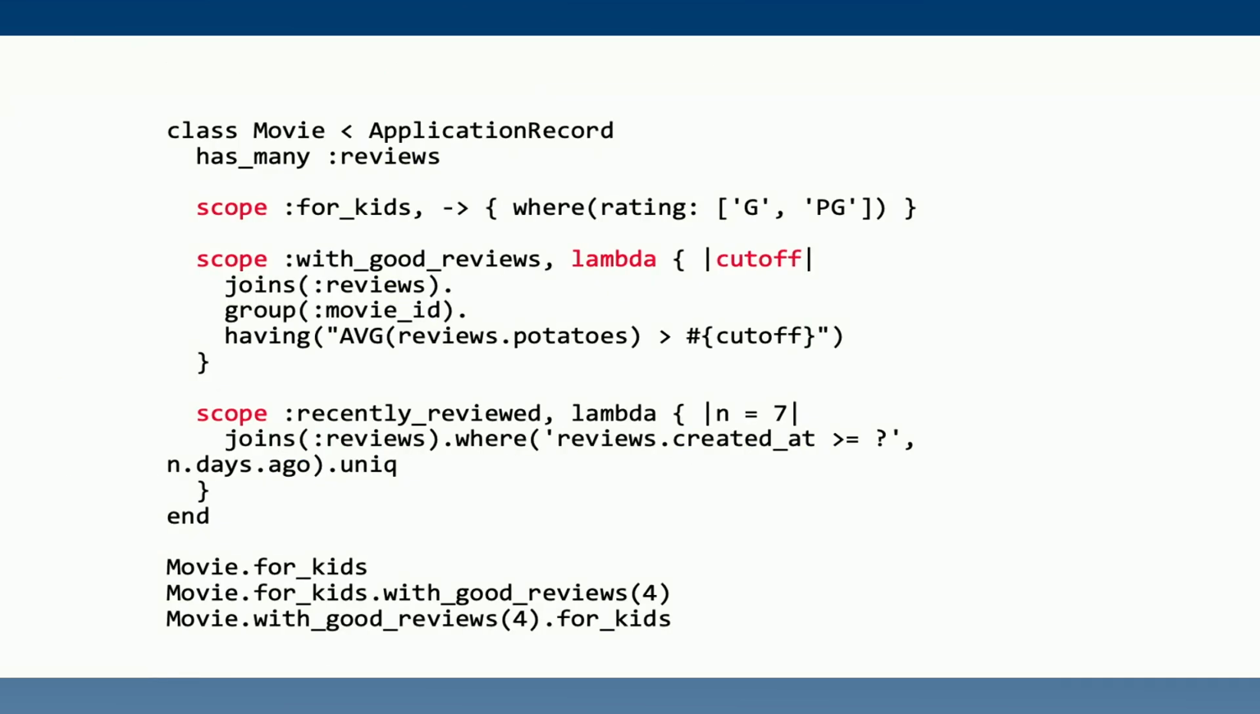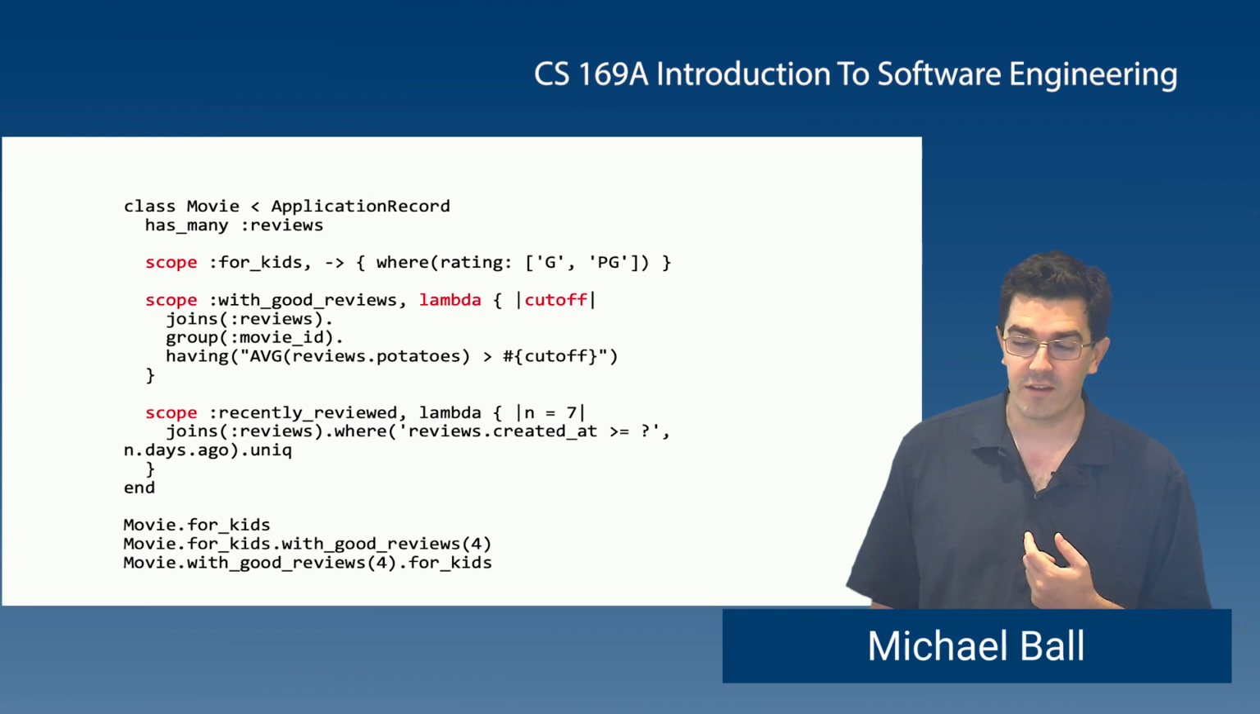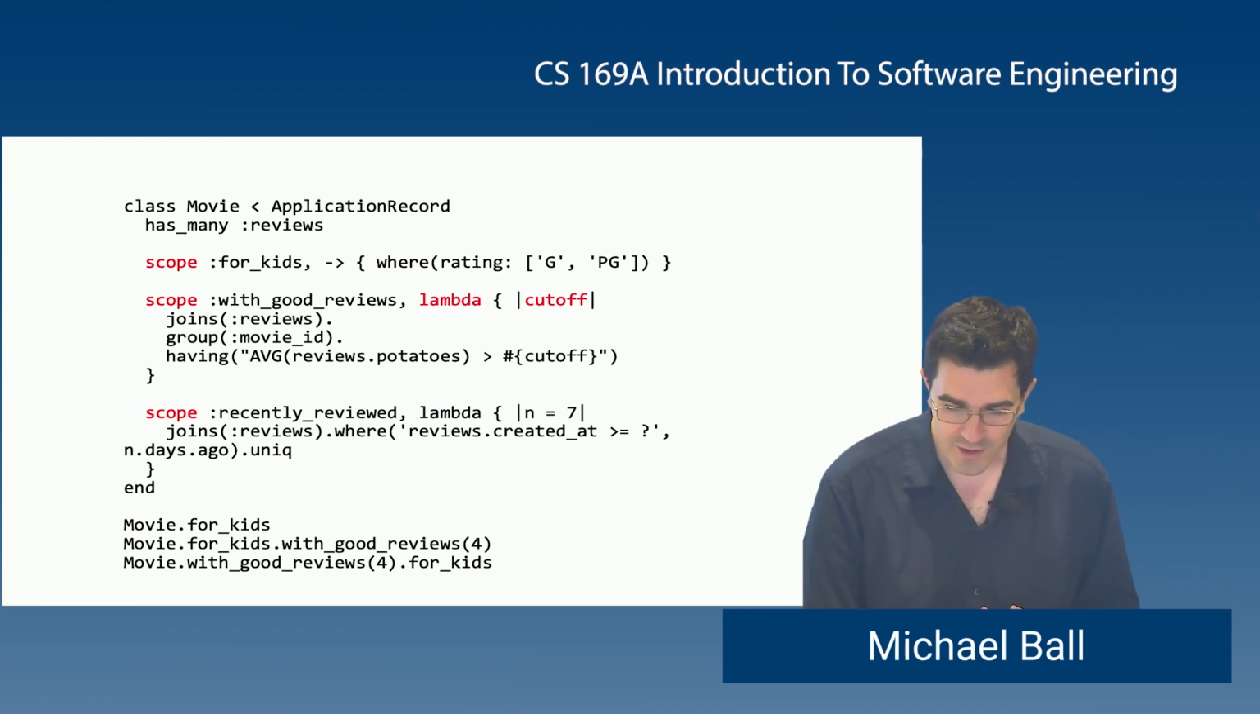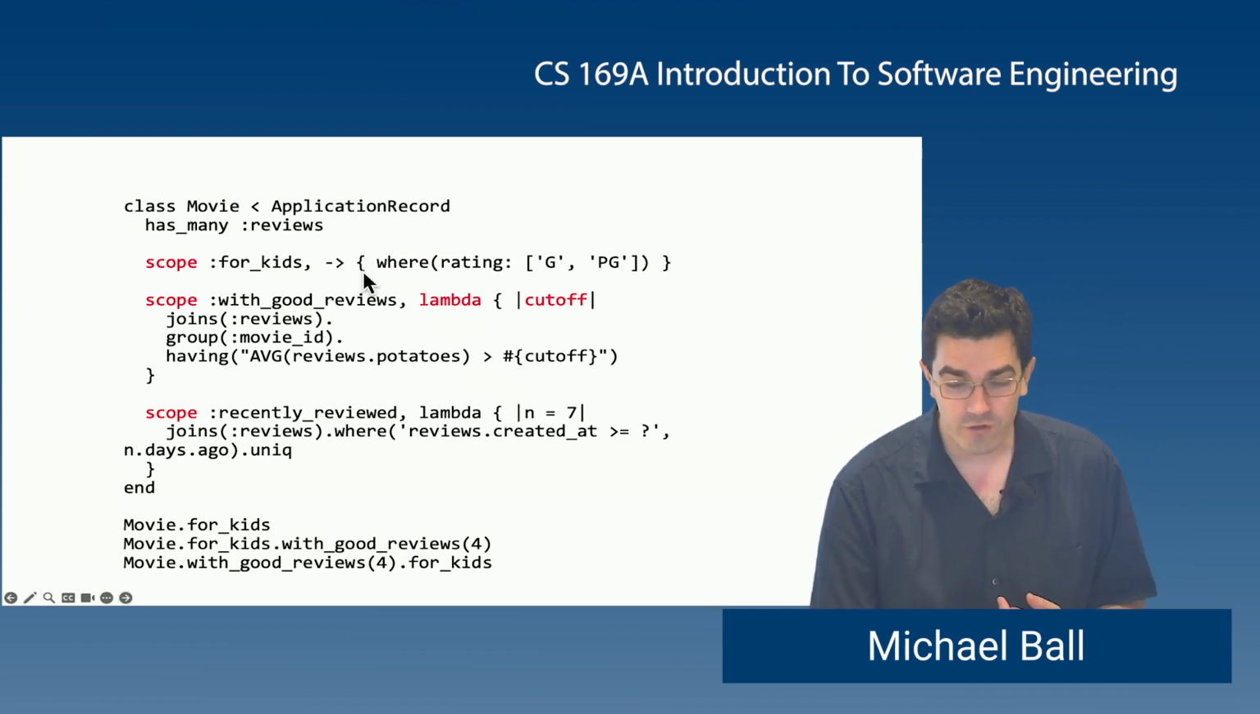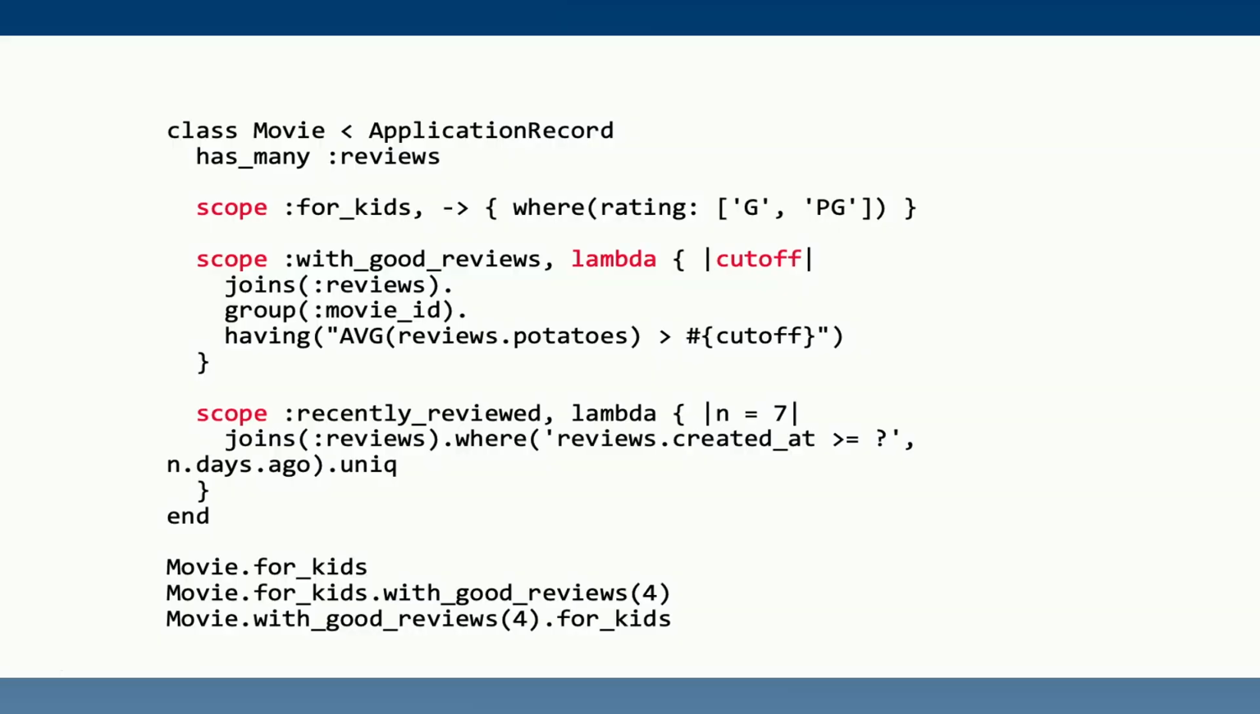So how does this work in our model? Well, Rails provides a method called scope, and we give it essentially 2 arguments: the name of the scope and a lambda or a function which executes that query when the time is needed. So if I say scope for_kids, this little syntax here, Ruby calls the stabby lambda, which is, I think, the greatest name for a bit of syntax. But it's just an anonymous function, which has a body of where rating is G or PG.